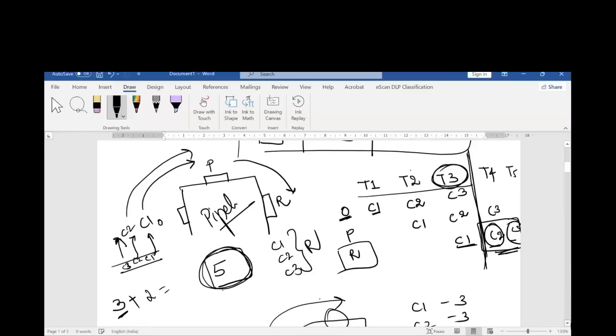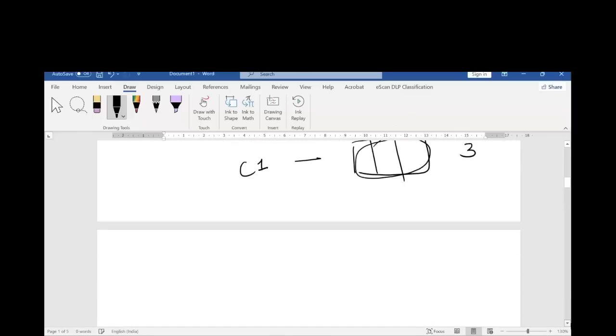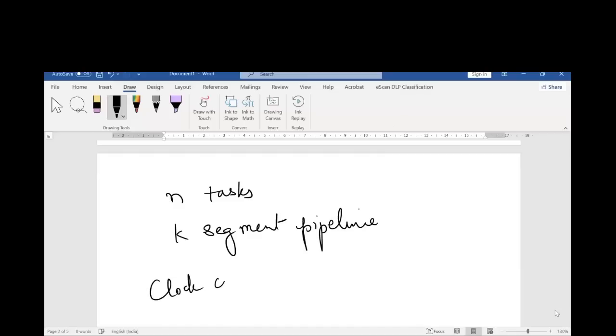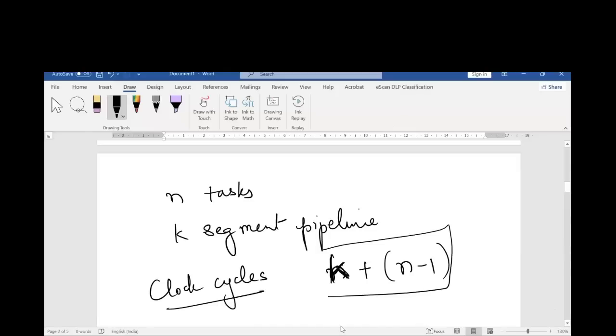So if you have n tasks to process in a k segment pipeline, how many clock cycles will you need? K for the first car, and then for the remaining, at each and every clock cycle, the next car will be out. So how many cars are remaining? N minus 1. So what would be the formula to calculate the clock cycles? K plus n minus 1.